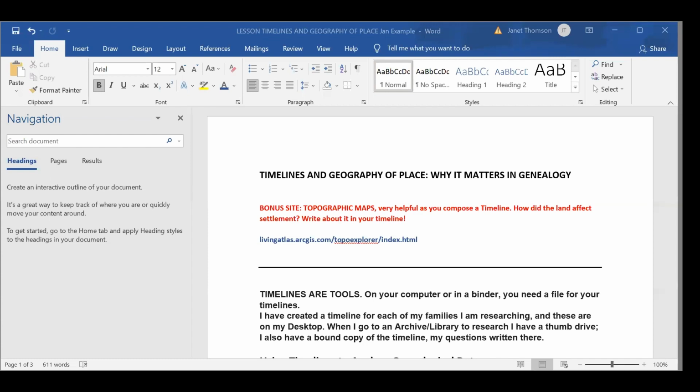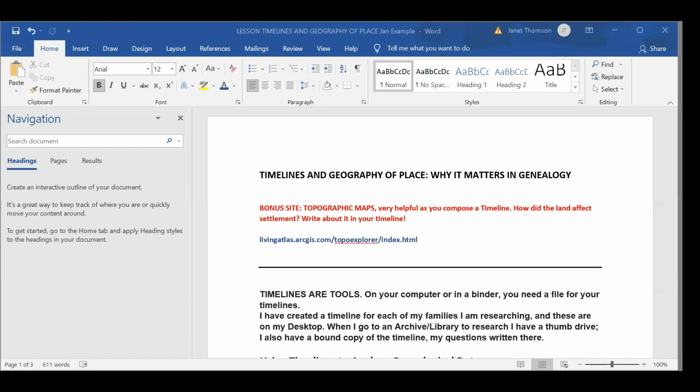So the site I have for you today, and it's not on your page, so you will need to write this in if you want it. But really, you could just Google a thing called livingatlas.arcgis.com/topoexplorer/index.html. I looked it up again this morning just to make sure it was still there. Everything is there, and you're just going to have a lot of fun, and it's free. Give that site out to everybody you know. It's free. It's really a great thing to do.